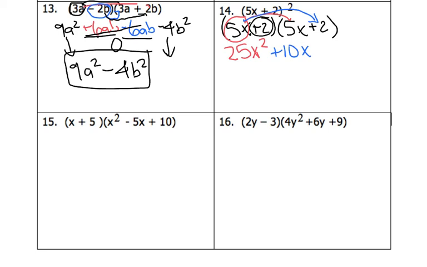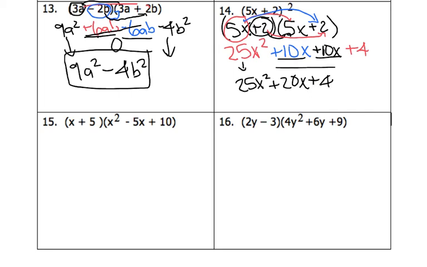Then we go here to 2 times 5x. 2 times 5x is positive 10x. And then the last part is 2 times 2, which is positive 4. We should notice the ones in the middle combine. So you end up with 25x squared plus 10 and 10 is 20x plus 4.